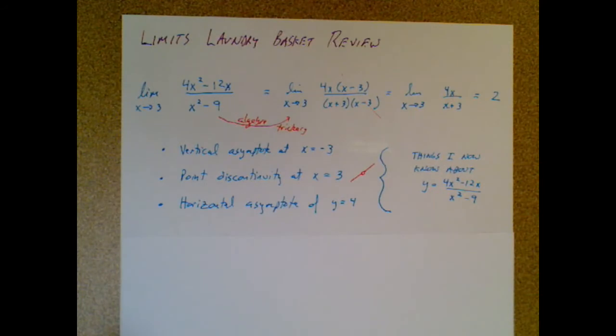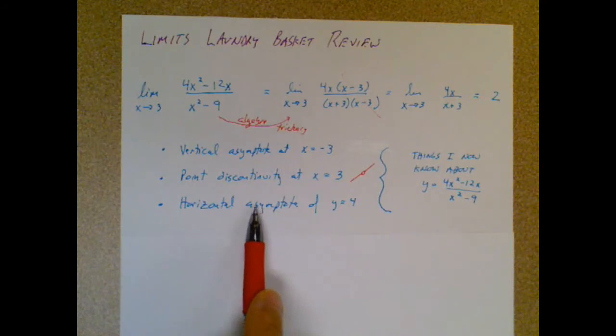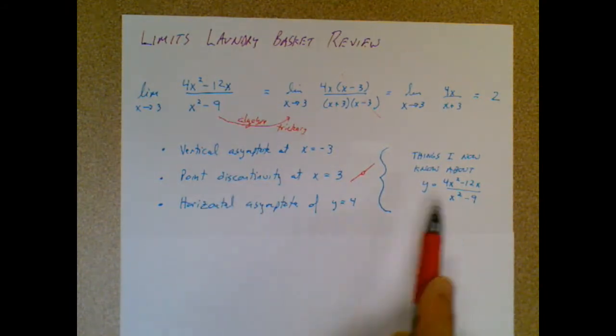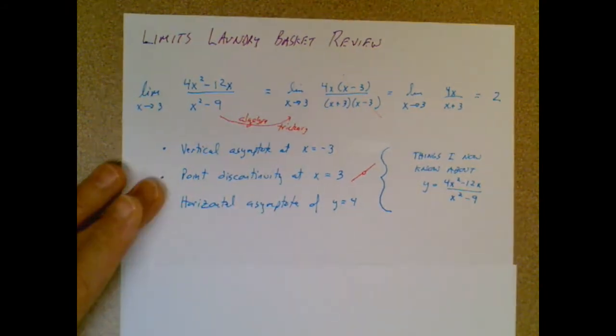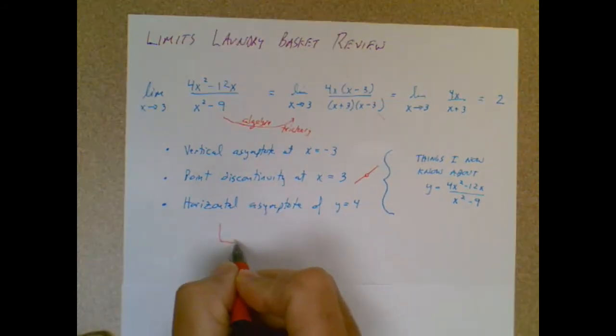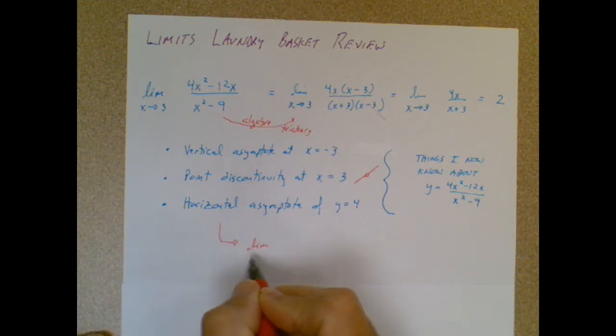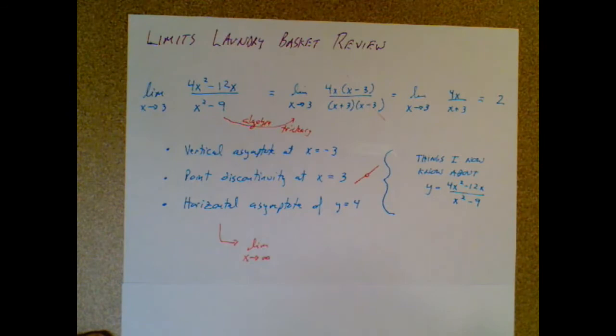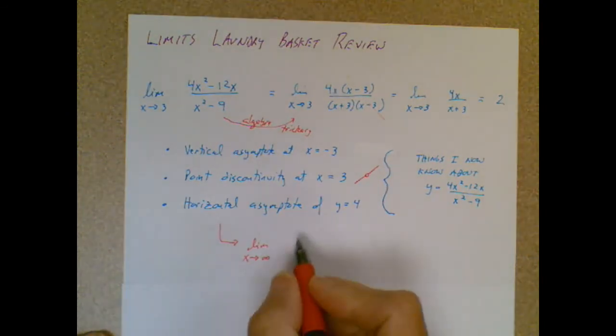And finally, this is a little bit of mental math, so I'm going to go over how we get this. But I know that this graph has a horizontal asymptote of y equals 4. Now, how do I know that? Horizontal asymptotes are found by evaluating the limit as x approaches either infinity or negative infinity. You need to do them both, but I'm just going to do positive infinity here.